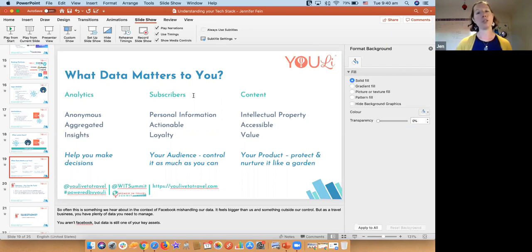Something people often forget, especially with websites: if you're not backing it up and something goes wrong with your provider, you can lose everything that you've built over the years. So all three of these are important. Subscribers being the one where the data legislation is focused, content being something that you as a business really need to recognize the value of and protect, and analytics is what's going to help you make the decisions to grow your business further.